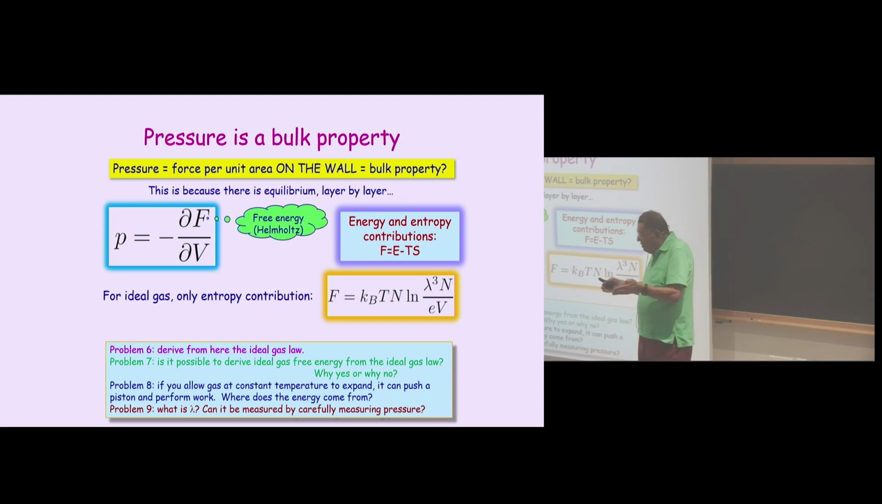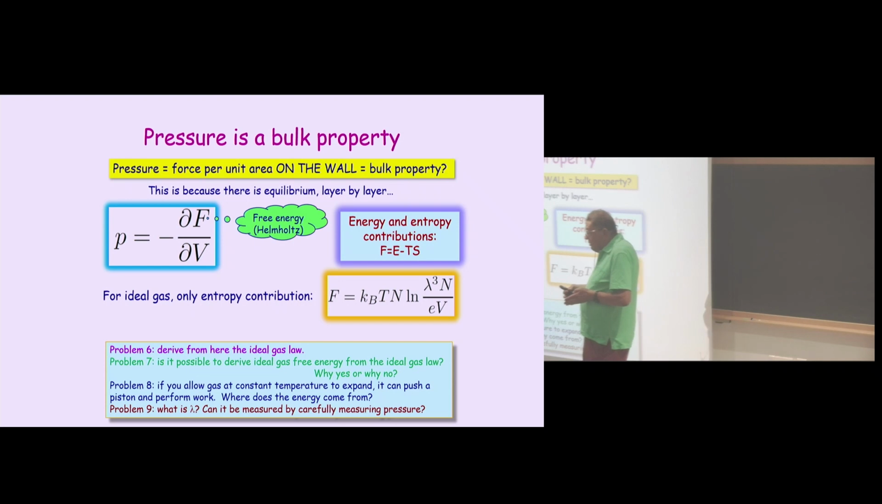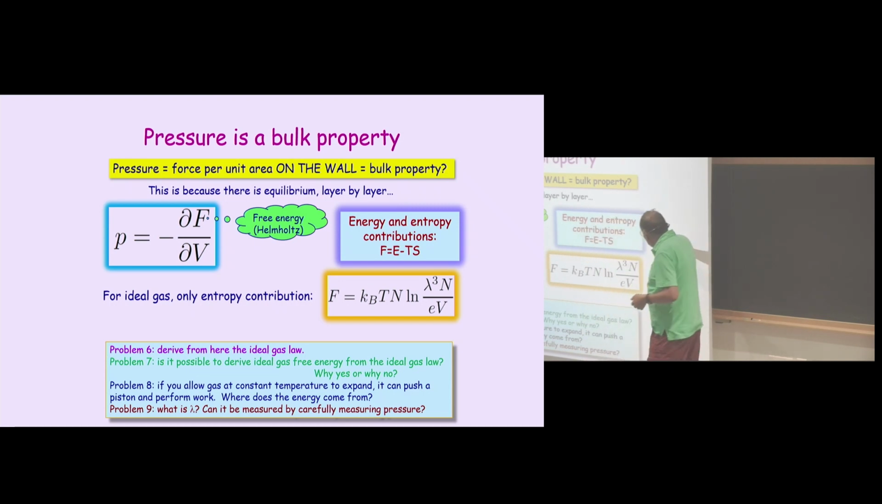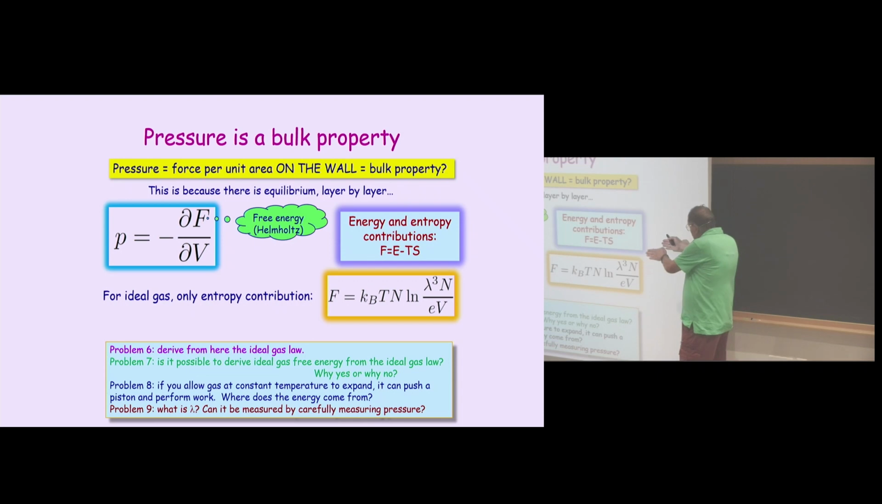And why it is independent of the properties of the wall, you can easily understand if you imagine that there is a pressure of this air on this wall, then this layer of air between this part and an imaginary plane here, this piece of air must be in equilibrium. So forces on both sides must be the same, must be in balance, and therefore pressure here must be the same as at the wall.